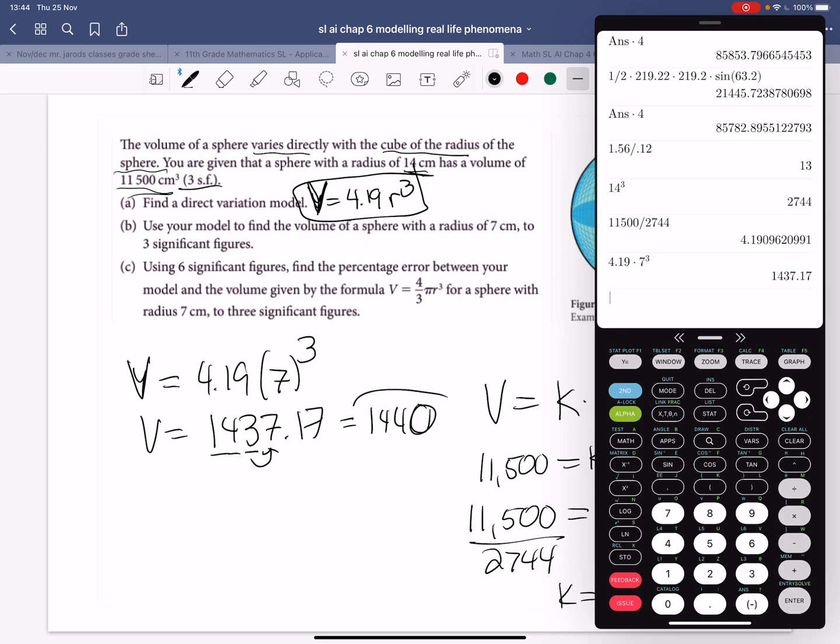All right, so 1,440, somebody came to the door, and sorry about that. So this is approximately 1,440 centimeters cubed.